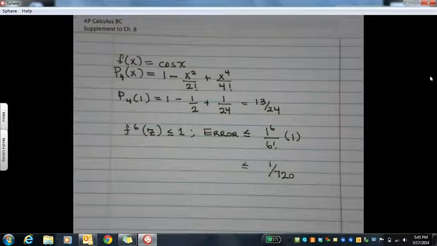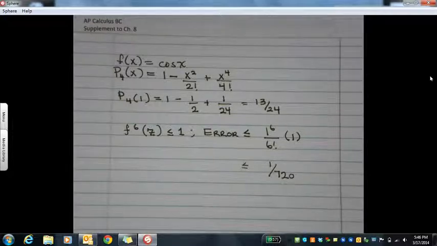So if we want to know what the cosine of 1 is, I'm going to go get a calculator. I'll be right back. Okay, here we go. I'm going to do, in radian mode, the cosine of 1, which is 0.54. And then if I do 13 divided by 24, I get 0.54. And then 1 divided by 720, 0.001.